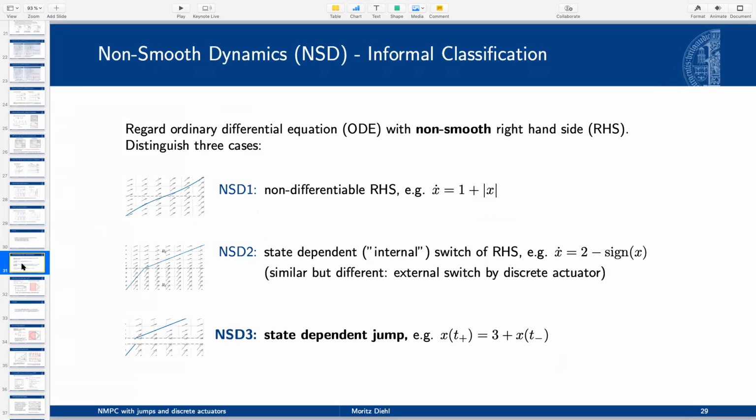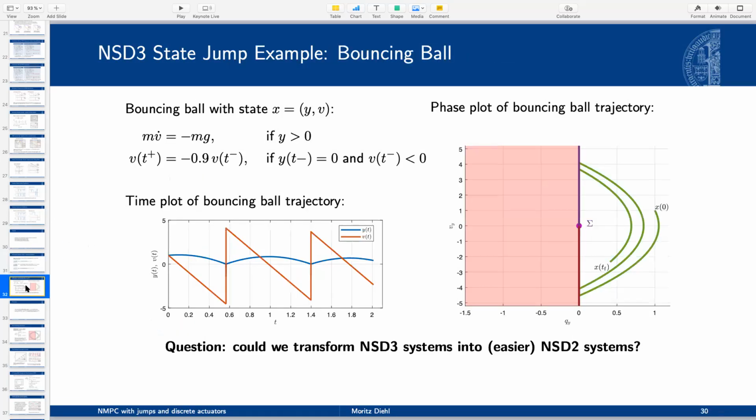If you think of our overview slide again, we are now at NSD3, non-smooth dynamics of level 3, where we have state-dependent jumps, and we want to treat them with methods that are somehow still based on local optimization and so on. So let's start with an example.